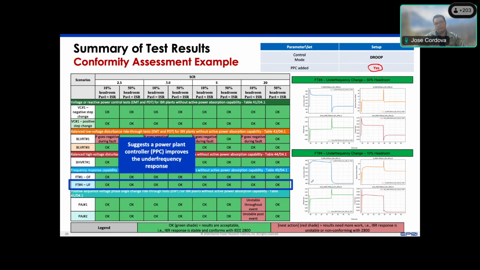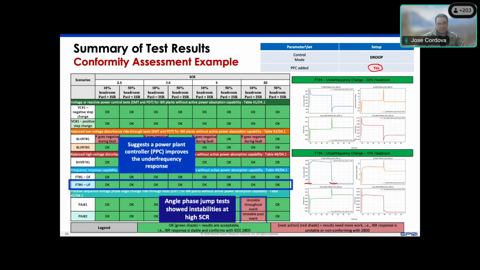As you can see here on the right side, in the figures, the IBR plant conforms with the base standard for both 50% headroom and also 10% headroom, which is different from the previous case where not having that much headroom made the IBR plant not conform with the base standard. So again, yes, the power plant controller may improve that under frequency response. If you go next.